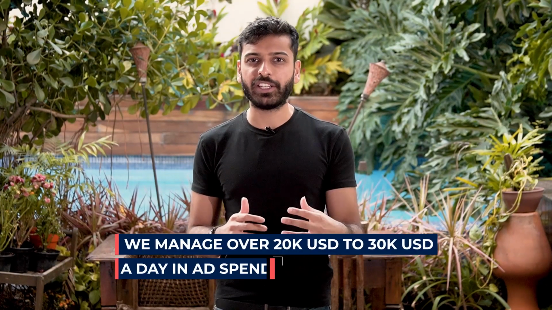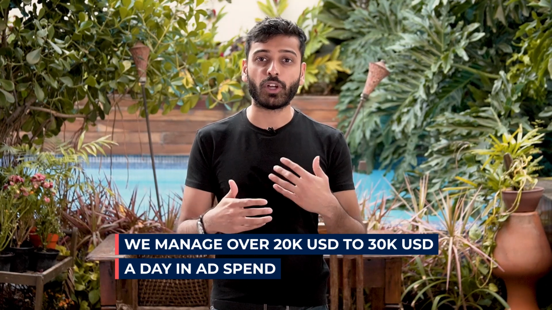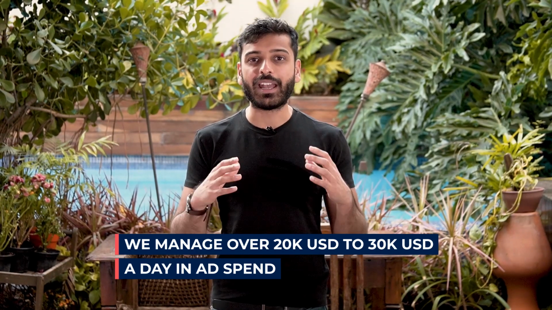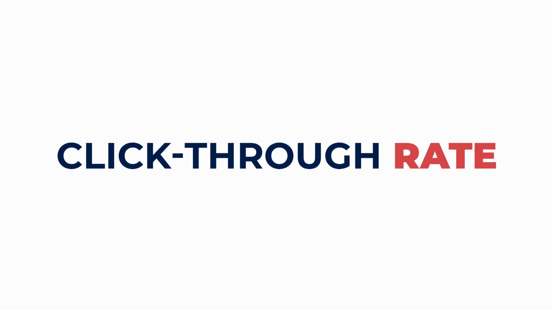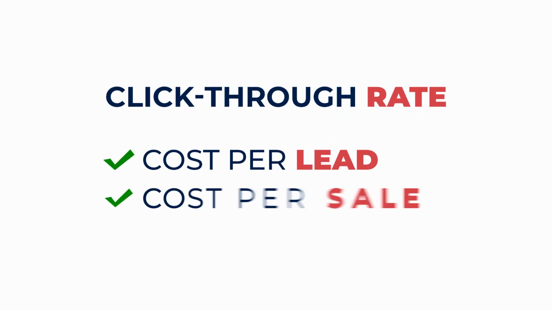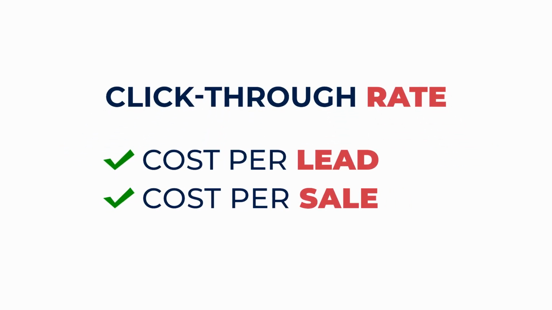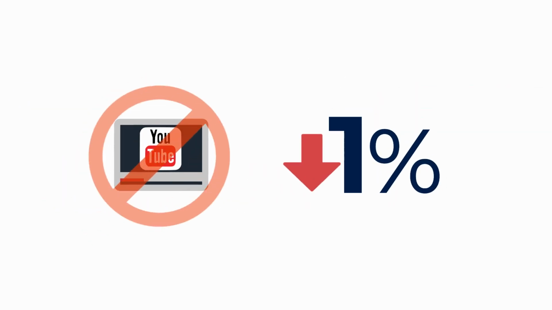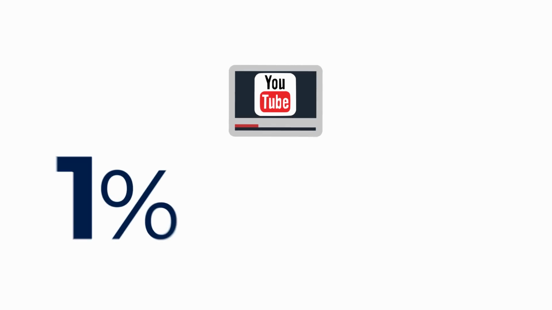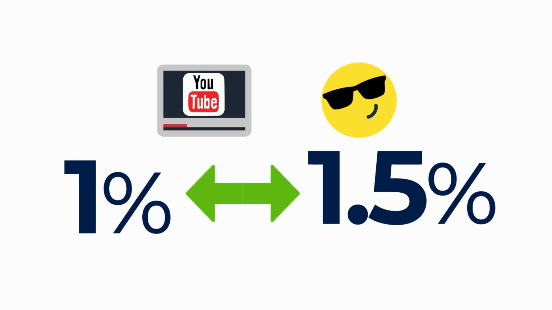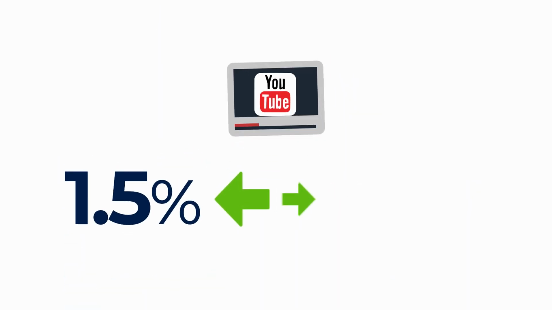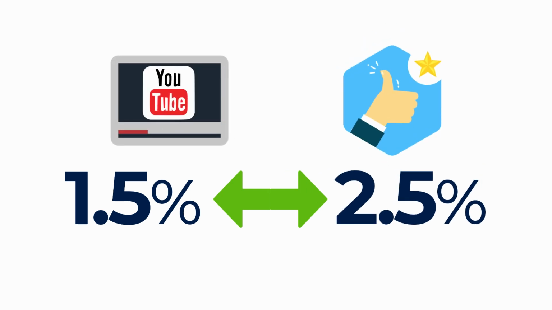So with our agency, Linx Digital, we currently manage somewhere over $20,000 to $30,000 a day in ad spend. And because of that, we see what a good metric is for click-through rate, for cost per lead, for cost per sale, etc. So what we've seen is anything below 1% means your ad needs to be redone. Anything from 1 to 1.5% is decent, but it's not amazing. And what we want to be hitting is between 1.5 to 2.5%.